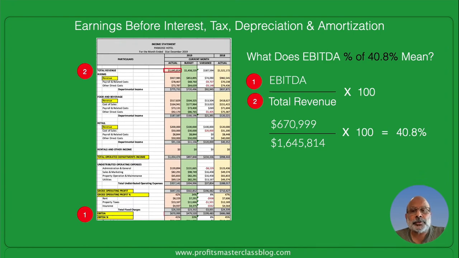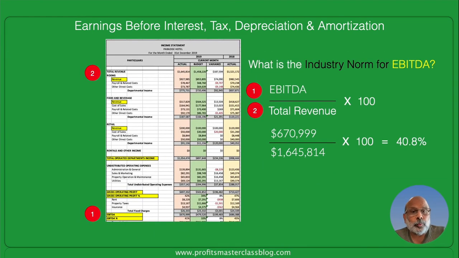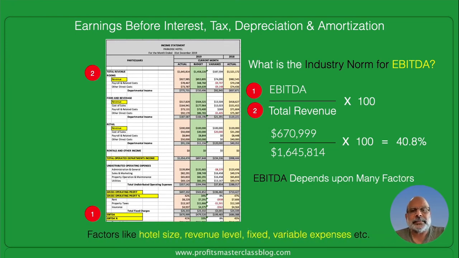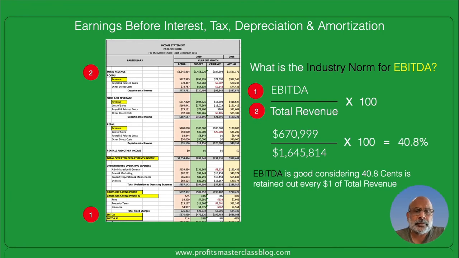But EBITDA also shows how well your hotel has managed expenses, particularly operating expenses, to translate revenue into profitability. Now you may have a question. Is there any industry norm for EBITDA? What an EBITDA should be? Well, there's no such thing because EBITDA depends upon many factors. Factors like hotel size, revenue level, and the extent of fixed and variable expenses, which we shall see later. And EBITDA, in this case of 40.8%, is considered pretty good, considering that you've been able to retain 40.8 cents out of every dollar earned.